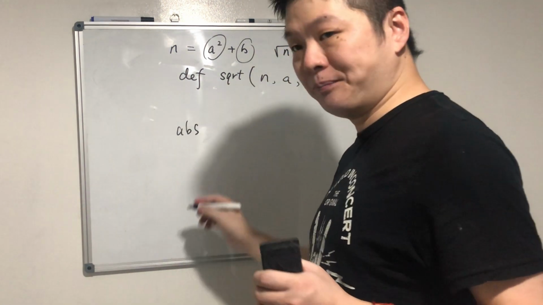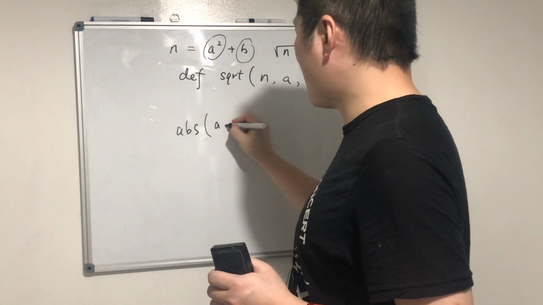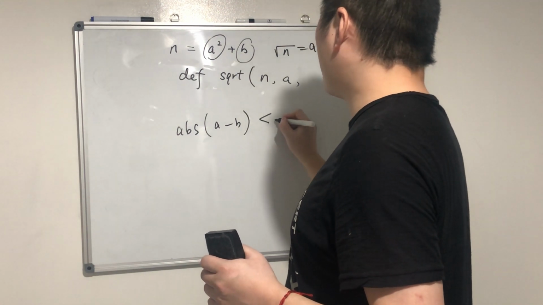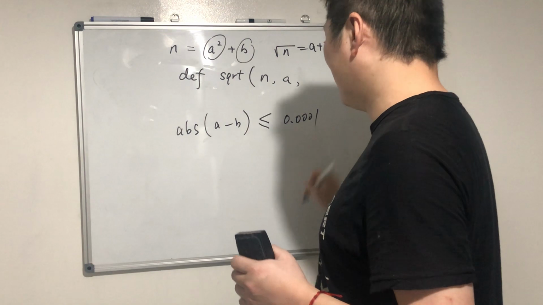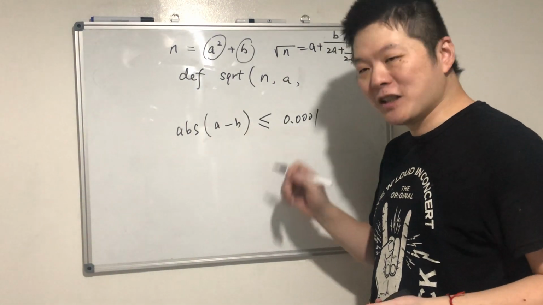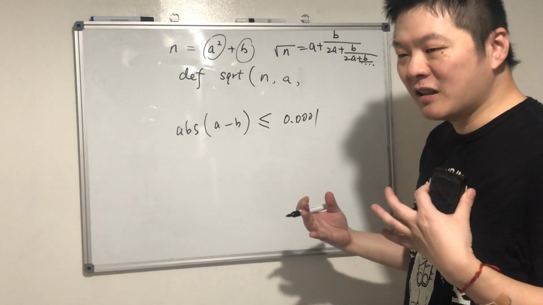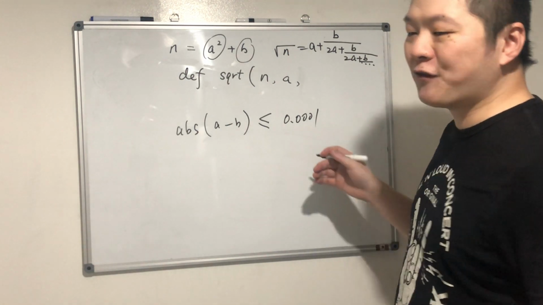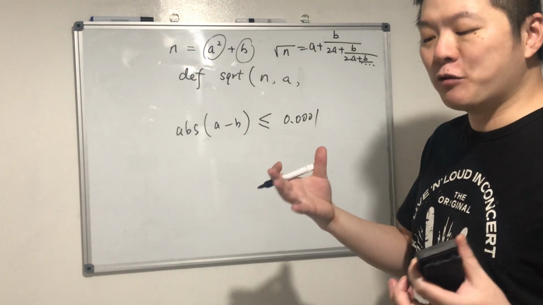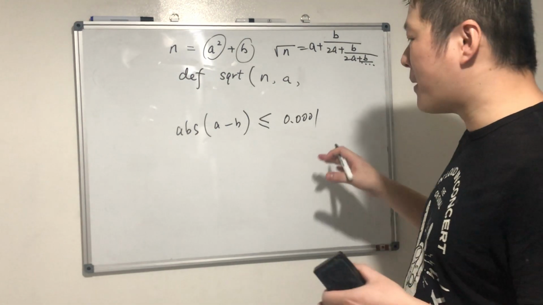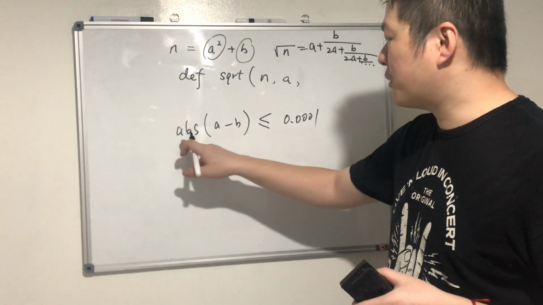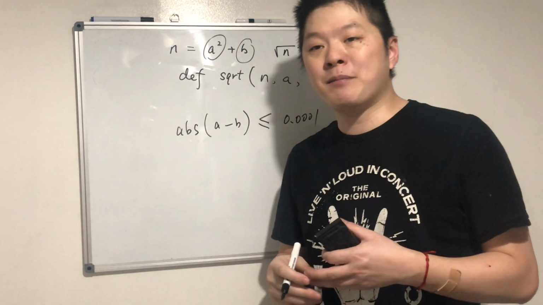Do you still remember? ABS of A minus B, if it's smaller or equal to a very small number like 0.0001, then we can say A and B are equal, right? Because of the way the computer represents floating numbers, the best way to compare the equality is to use the ABS. Do you still remember your ABS?